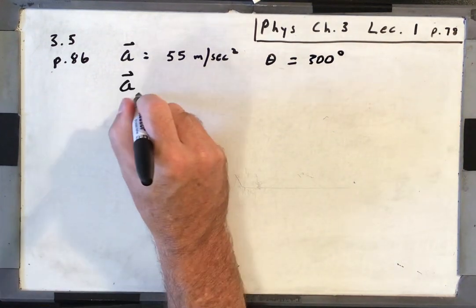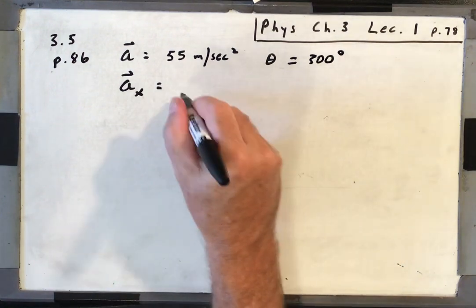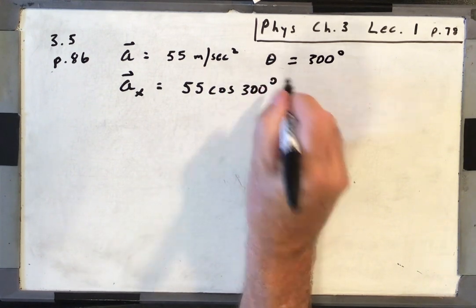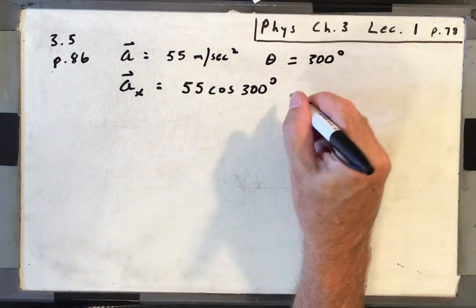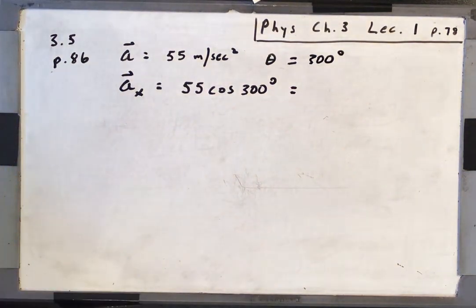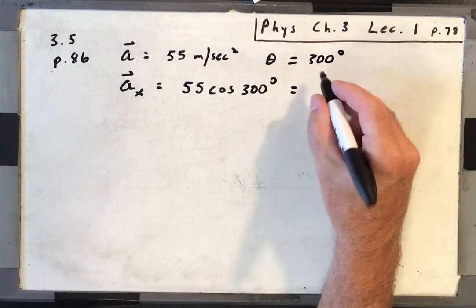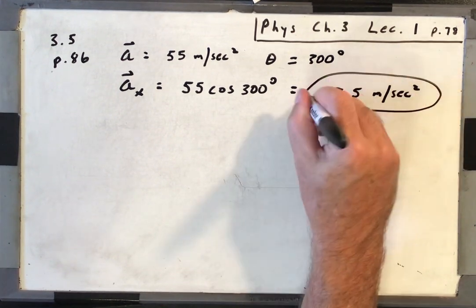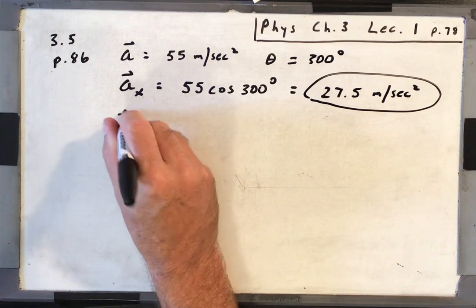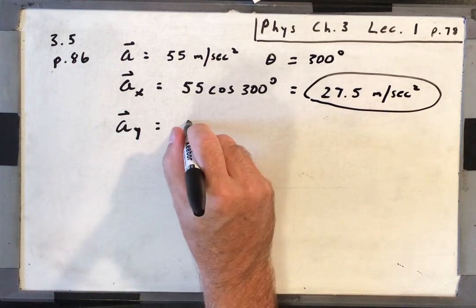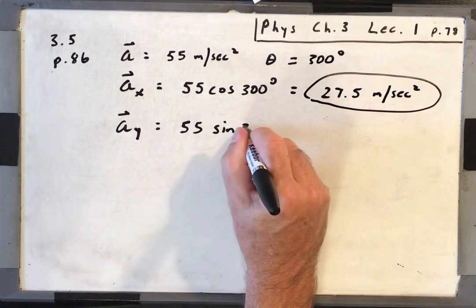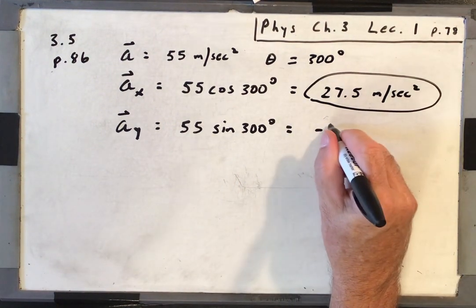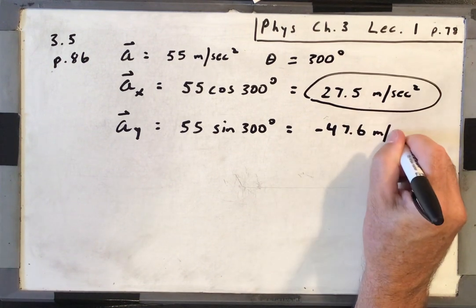So a sub x is going to be 55 cosine 300 degrees, the magnitude times the cosine of theta. If you plug that into your calculator, you get 27.5 meters per second squared. So that's your x component. And then your y component for this acceleration is going to be 55 times the sine of 300 degrees. Plug that in your calculator. If your calculator is your friend, you'll have negative 47.6 meters per second squared.